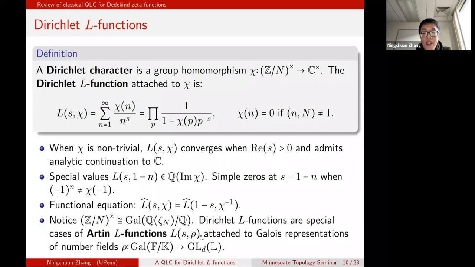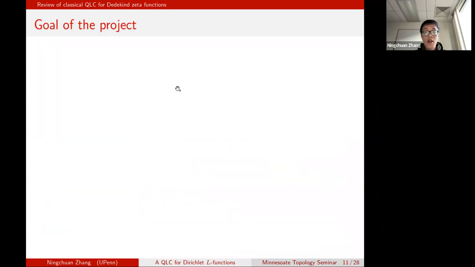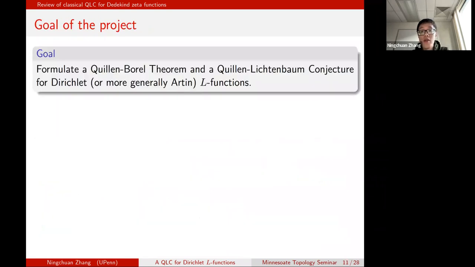I'm not going to tell you the precise definition of Artin L-functions. It's too complicated and it won't help. It will not be used in the rest of the talk. But I want to mention the Artin L-functions. They are defined in most generality using an Euler product, and I don't think there's a way to write it as an infinite sum. So the goal of this project is to formulate the Quillen-Borel theorem and the Quillen-Lichtenbaum conjecture for Dirichlet and Artin L-functions.